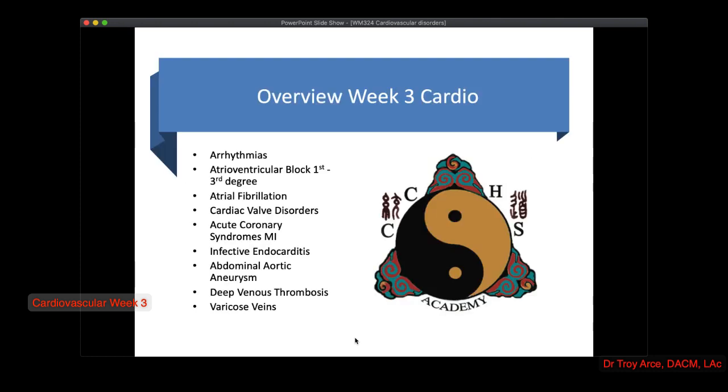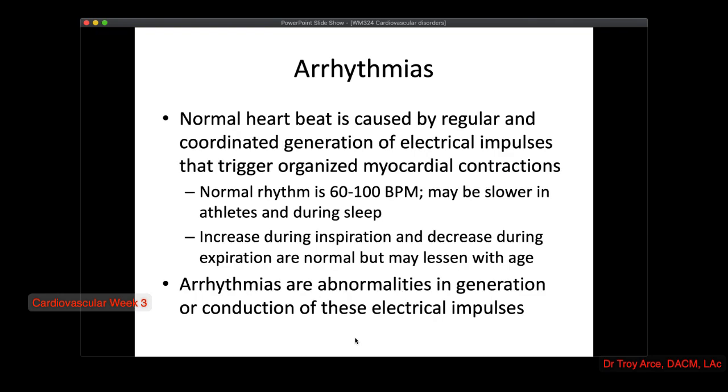All right, so I told you we're going to be covering arrhythmias, so here we go. Arrhythmias. A normal heartbeat is caused by regular and coordinated generation of electrical impulses. And as you know, those electrical impulses trigger organized myocardial contractions. So your normal rhythm is 60 to 100 beats per minute, and it may be slower in athletes and during your sleep. An increase during inspiration and a decrease during expiration are normal, but may lessen with age.